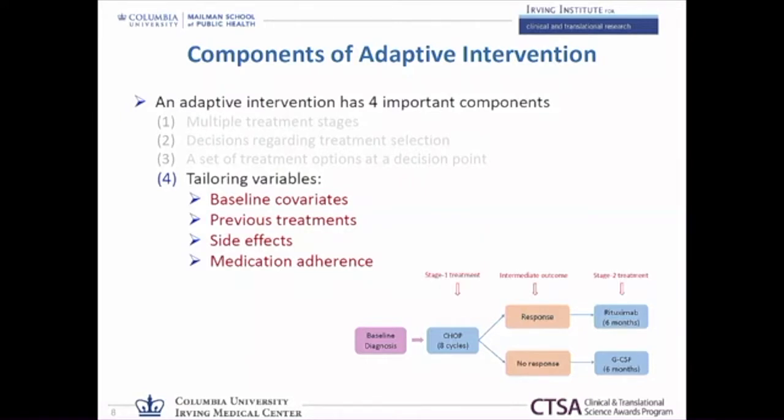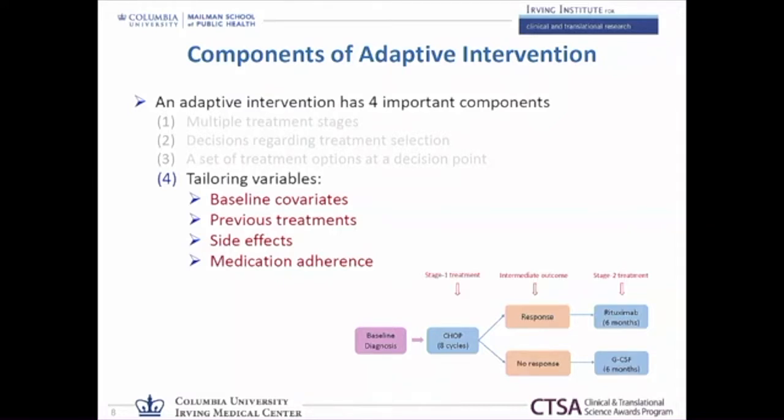Also, we have the tailoring variable, which is the variable that contains information to support the decision-making in the adaptive intervention. For example, in this case, the tailoring variable that supports the decision-making at stage 2 is the response to CHOP measured at the end of stage 1. So we are based on the patient's response to decide which treatment we give to this patient at the second stage.